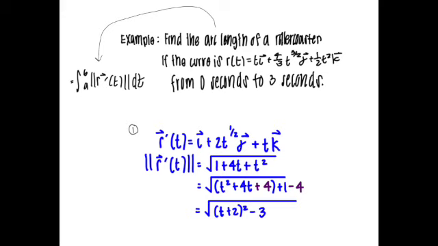Now let's take a specific look, for example. So here we have a problem. We have to find the arc length of a roller coaster if the curve is r of t equals t in the i component plus 4 over 3 t to the power of 3 over 2 in the j component plus 1/2 times t squared in the k component.